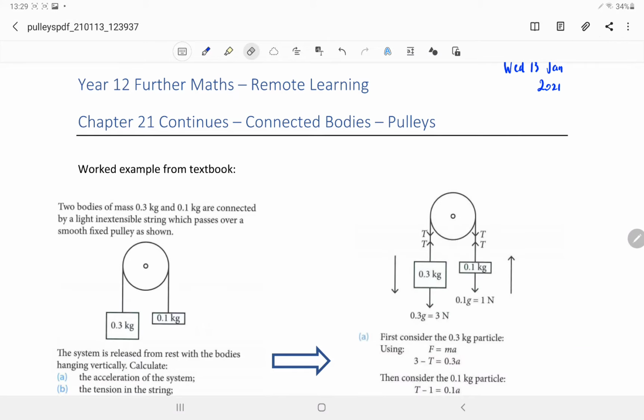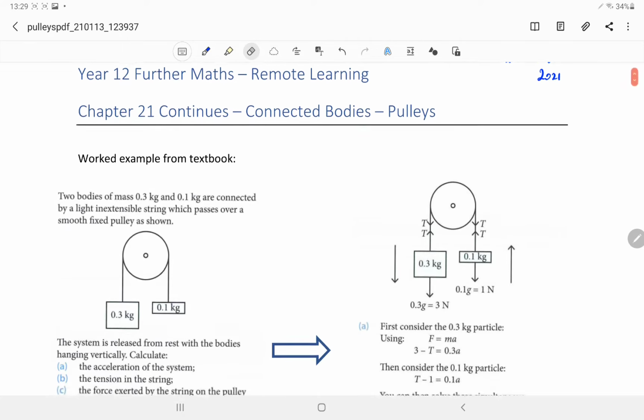Hello everybody, this is a lesson for Wednesday the 13th of January, further maths lesson, and it is a continuation of connected bodies, the chapter we were working through before Christmas. And the questions we were doing before Christmas were about cars towing a trailer, those two connected bodies, but now we are looking at pulleys, so another type of connected bodies, another system.